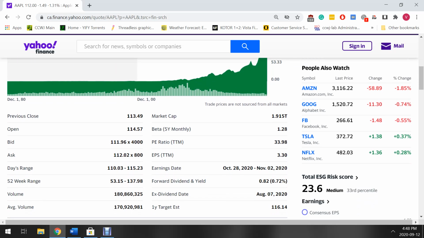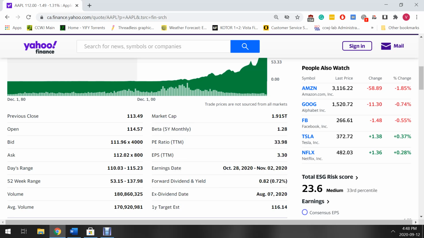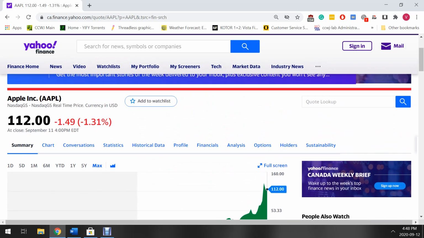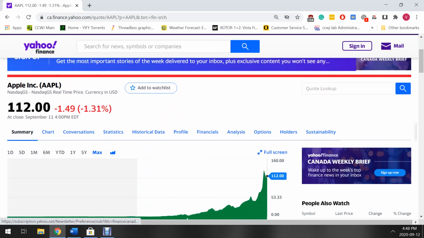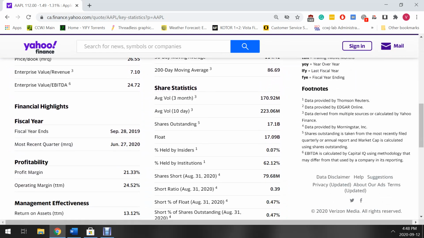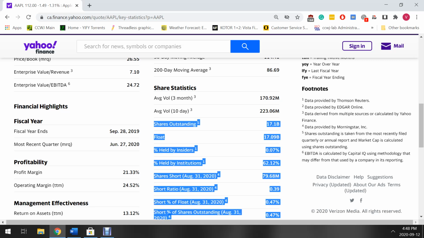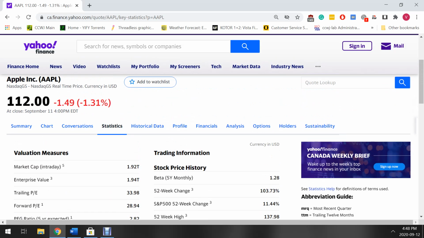The other thing that is very important is the market cap. You see the market cap for Apple is almost close to $2 trillion. Basically, market cap is the price of the share, which is $112, multiplied by the number of shares outstanding. How do you find the number of shares outstanding? You have to go to statistics here and scroll down, and you can see the number of shares outstanding. So it will roughly give you the estimate of the market cap of the company.